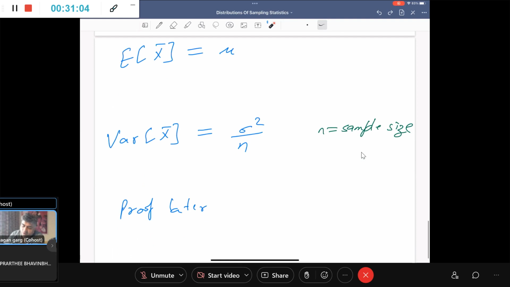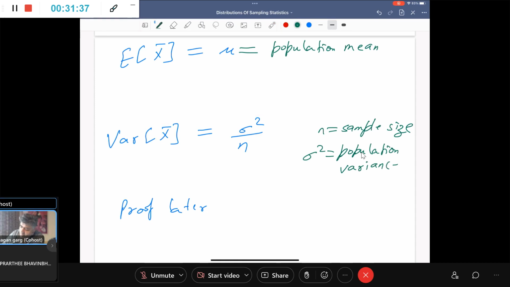And if it is a random variable, then we can talk about its mean and we can talk about its variance. It turns out that the mean of X bar is the same as mu, which is the population mean. But we get a more interesting result for the variance. Sigma square is the population variance. So what we are saying is that the variance of X bar is the variance of the population divided by the size of the sample. What it means in particular is that variance goes down as sample size increases.